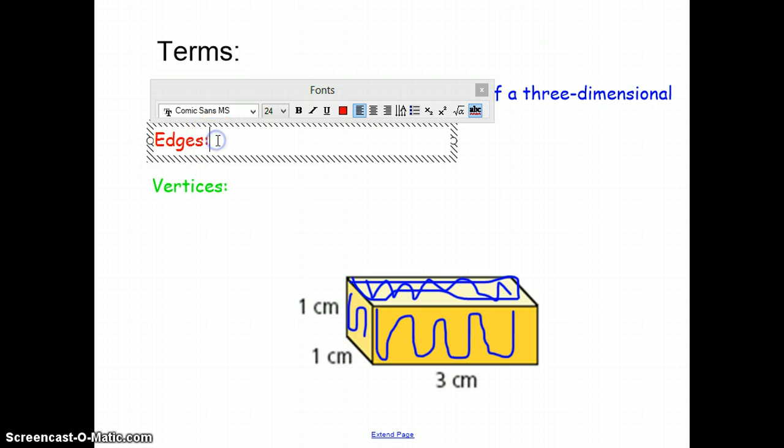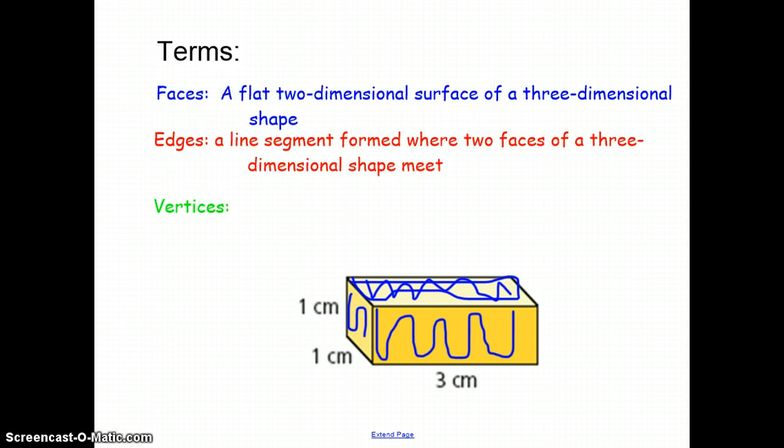Alright, the second term is edges, and that is a line segment formed where two faces of a three-dimensional shape meet. So as you can see, as we described before, those faces are what are blue right there. The edges are referring to this part where the faces meet. So the first face meets up with the second face right there. That's one edge. Now keep in mind that this face also meets up with this face.